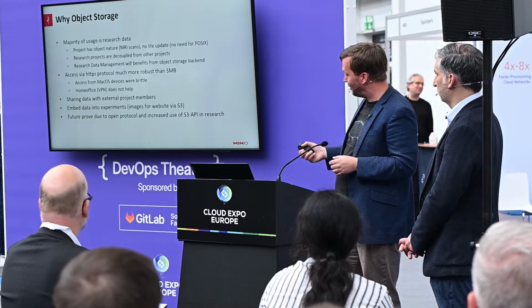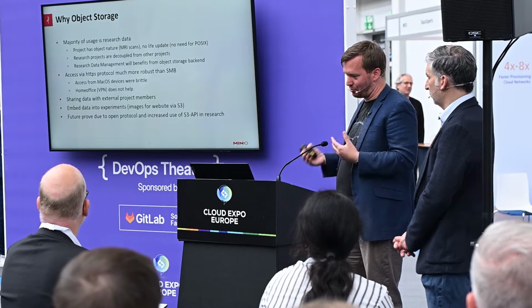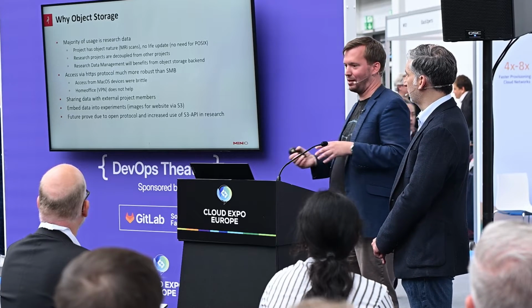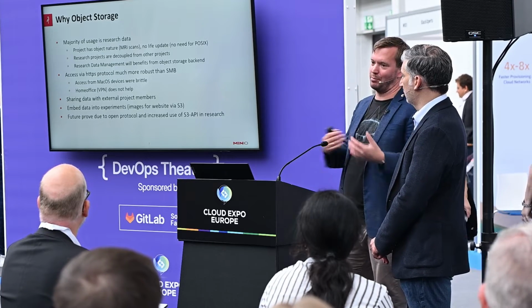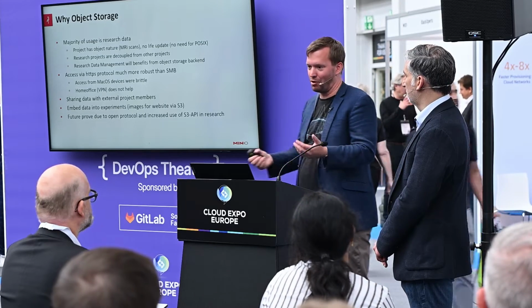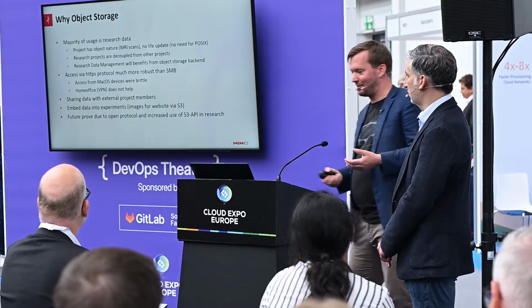So the other thing that's really important to us and which was a struggle the last couple of years is with more and more macOS devices coming in, Samba and CIFS was rather brittle to access, right? Even worse with COVID and home office and VPNs, it doesn't help here, right?